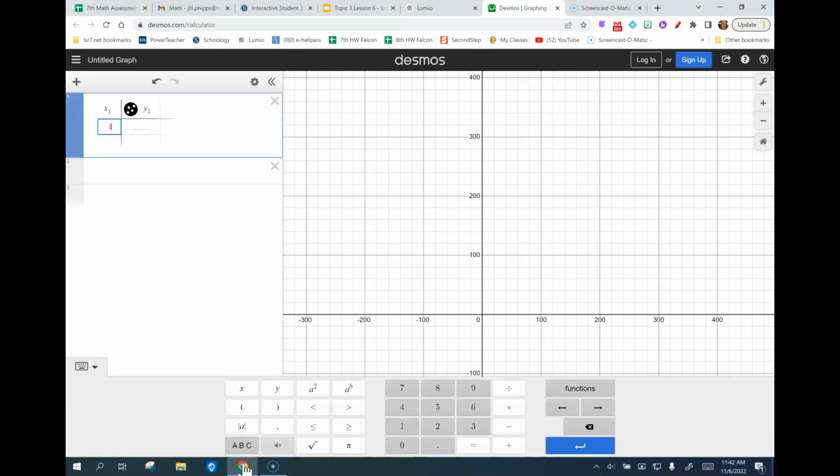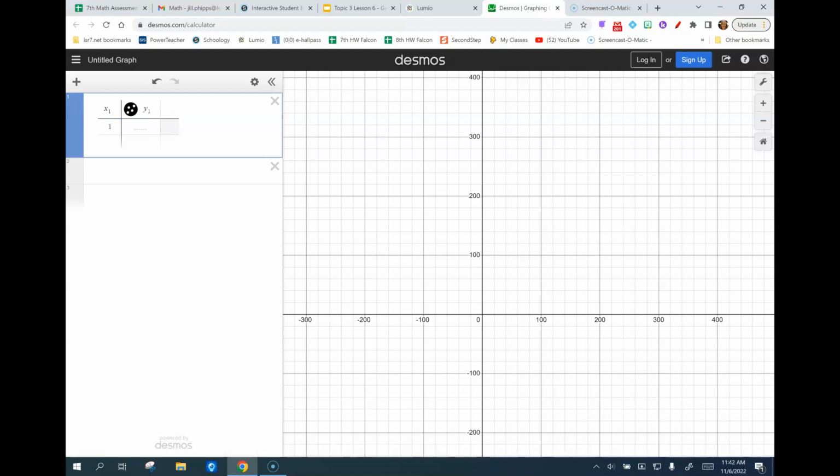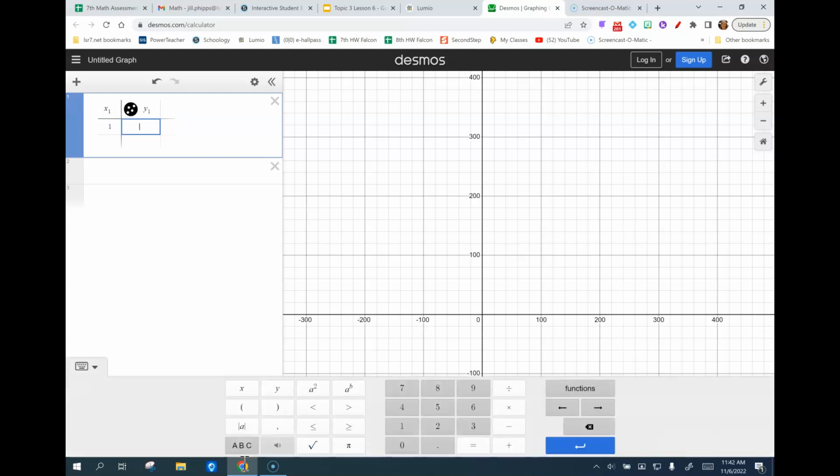So x is 1 and y is 30. I'm just clicking on every box, and then I have a 2 and a 55, and a 5 and a 75, 8, and you have a keyboard. You could actually just type these in if you wanted to. 9, 145, and 17, and 250.